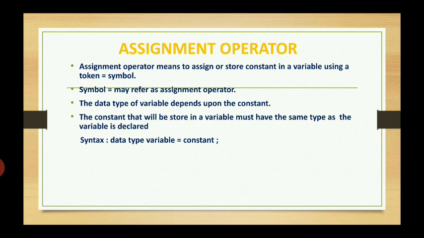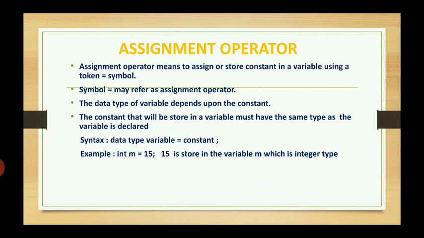So what is the syntax? Syntax is data type variable equal to constant. If you see the example, int m equals to 15. Now int is what? Data type. M is what? Variable, and 15 is the constant. So we have assigned with the help of the equal to operator or assignment operator. The variable m will store what kind of value? Integer value. That's why the constant which you can see is also integer type.